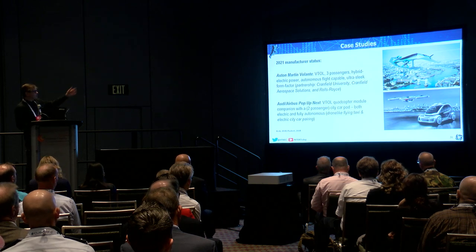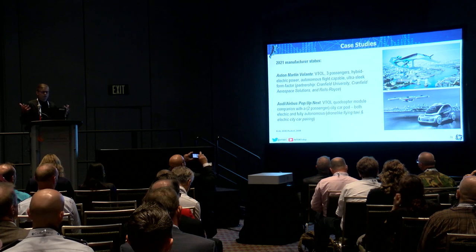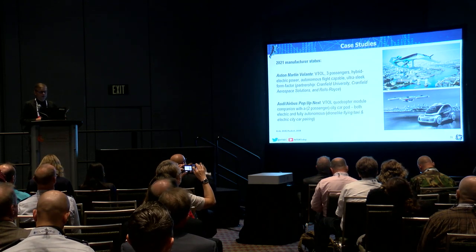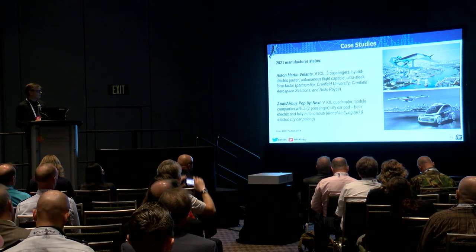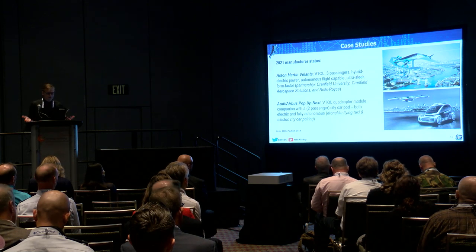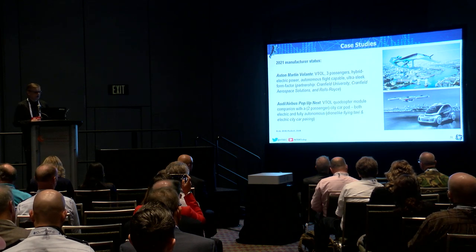Okay, right out of a James Bond movie, the Aston Martin Volante VTOL: three-passenger, hybrid electric power, autonomous flight capable, ultra sleek form factor. That one's so cool looking, I think. Built in partnership with Cranfield Aerospace, and also Rolls-Royce are part of that design.